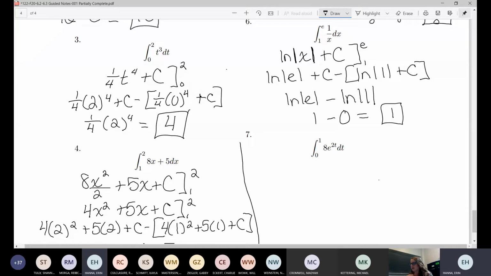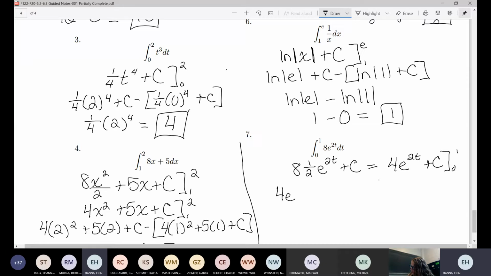All right, this last one then, we have the integral from 0 to 1 of 8e to the 2t dt, so that 8 is going to come along for the ride when we find the antiderivative. We're in an e to the kt situation, so our antiderivative rule says to keep the e to the kt, but then divide by that k value, or bring it out as a fraction in the front, 1 over that value, plus c. So we'll get 4e to the 2t plus c from 0 to 1.